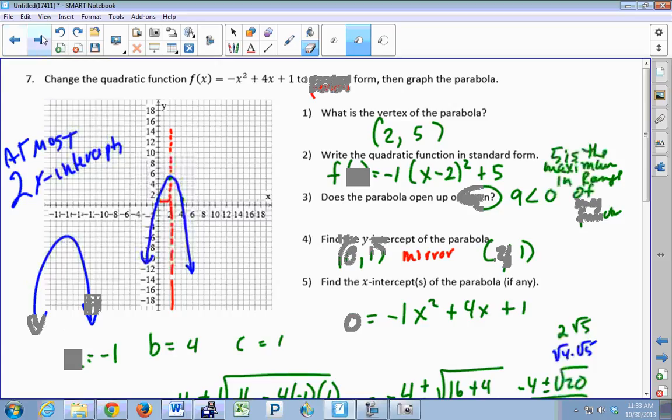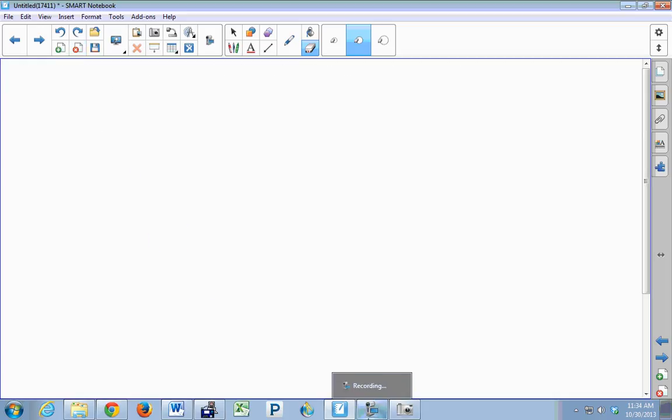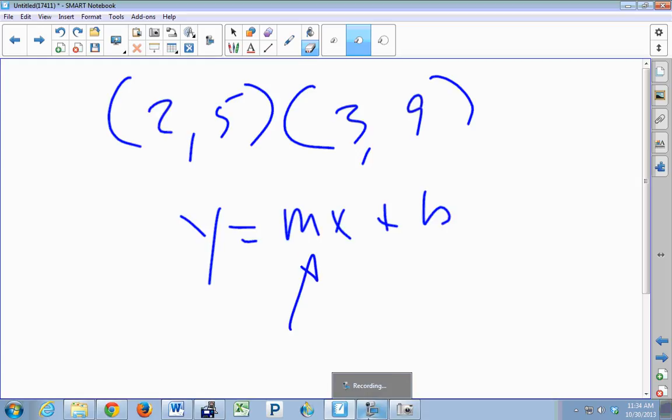Okay, let's see. So here's a spot that sometimes students can get a little stuck: how do I get the equation if I have the graph? You just showed me how to get the graph if I had the equation. How would I get the equation from the graph? Well, I just want to remind you that you've done this before for straight lines. If I give you 2 points for a straight line, any 2 points, 2, 5 and 3, 9, the first thing you do is you find the slope. You find the slope and you plug it in. Then you have to find B.